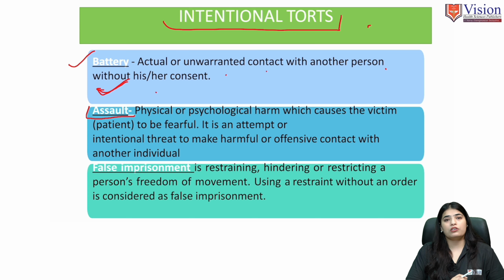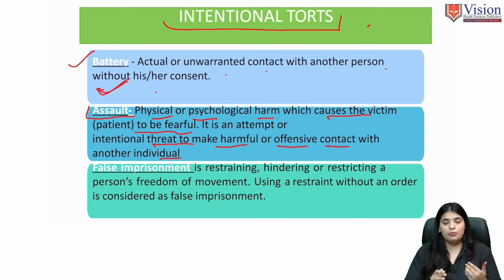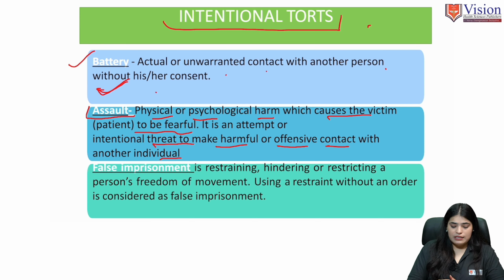Next is assault. So what is assault? Physical or psychological harm which causes the victim to be fearful, or it is an attempt or intentional threat to make harmful or offensive contact with another individual. That is assault. Here you are either threatening the person psychologically or physically, but anyhow the person is threatening another person that they will do something to harm them. That is called assault.